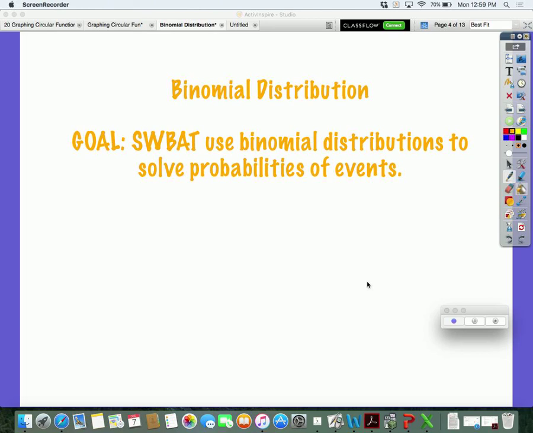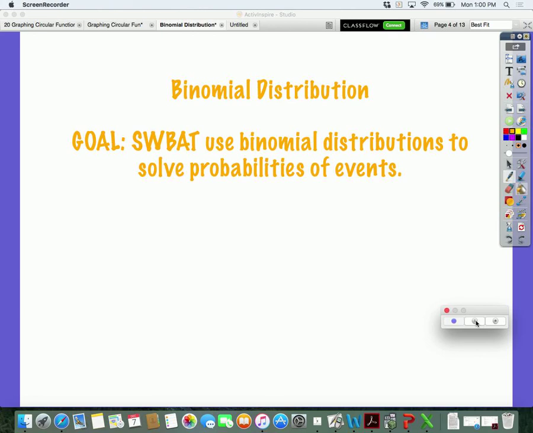Binomial distribution. The goal: you are going to be able to use the binomial distribution to solve probabilities of events. I kind of hinted at this before, but you can use the binomial theorem to help you figure out probabilities of events happening multiple times and things like that, okay?